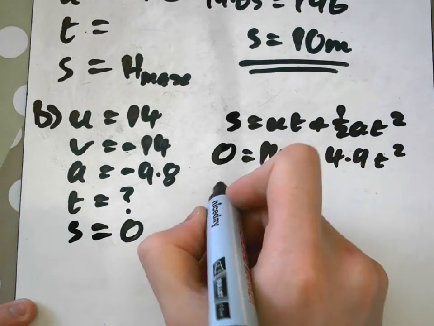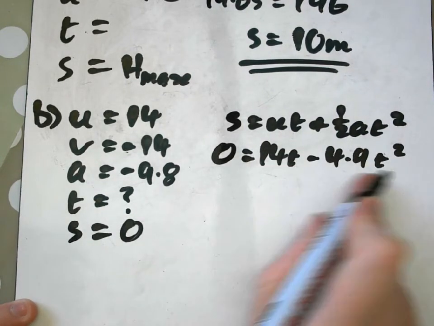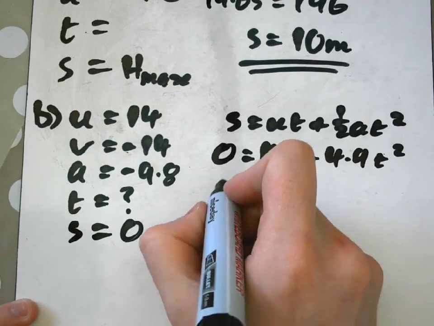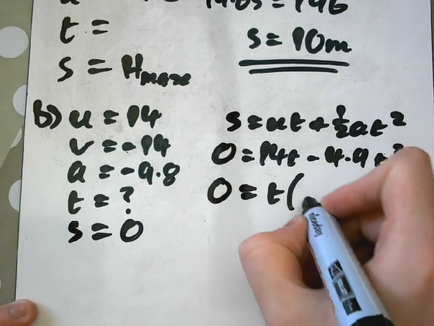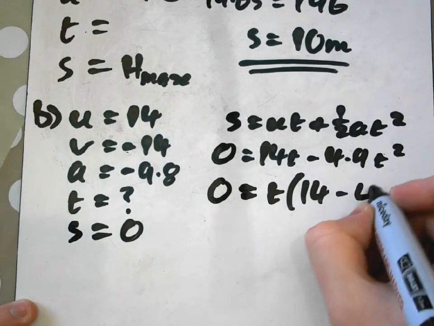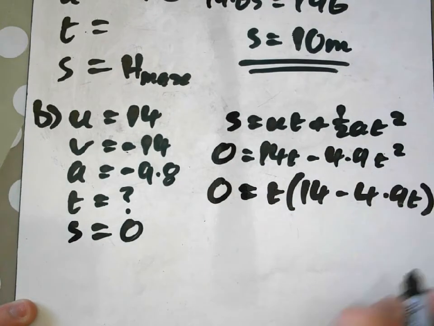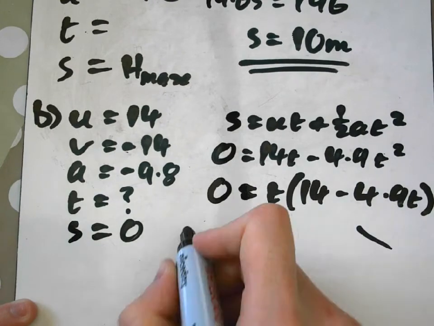Okay. And what you'll notice here is we've got a quadratic function equal to 0. And if you think back to your National 5 maths, what that means is we can take t as a common factor, 14 minus 4.9t. We can split this off into two problems.